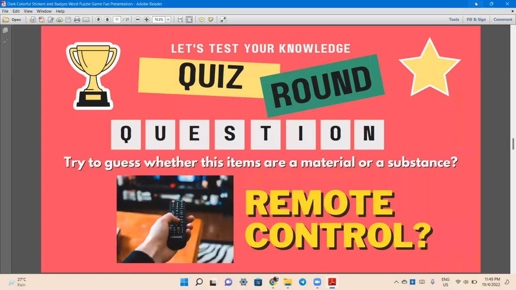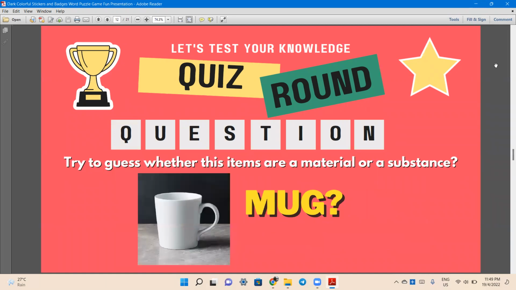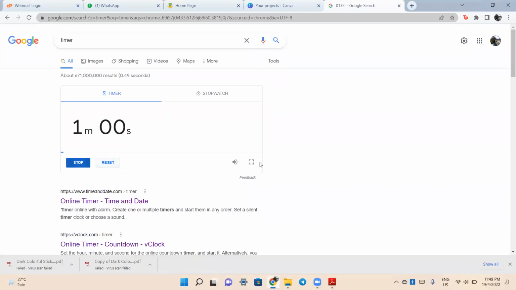All right. A remote control is a material. Very good, because this remote control is a mixture of different substances, like plastic, rubber for the buttons, and could have metal inside of it. So there's a lot of substances, so it is a material. Very good. See, my students are getting so much better. Let's do the next one. A mug. Is it a material or a substance, class? Let me put a timer.